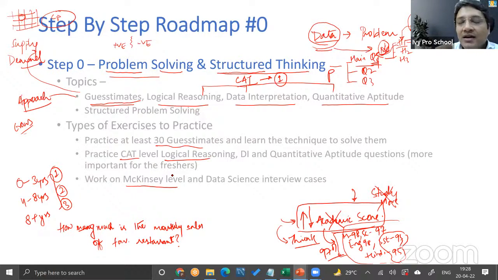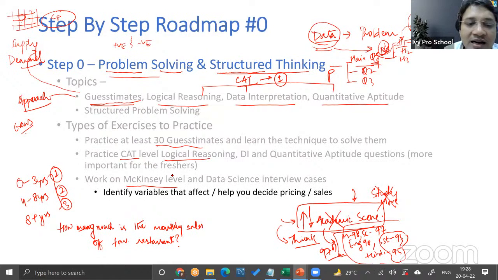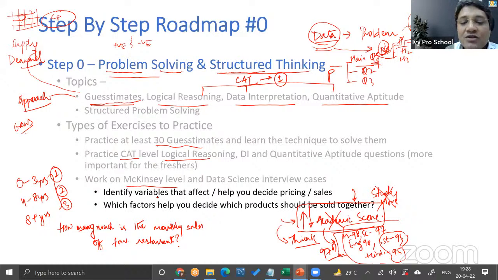So you will find a lot of cases being asked on identifying variables that help you decide pricing, discount, sales, and which factors will help you decide which products should be sold together. How do you do product affinity together? There is a famous case study online. You'll find that a large retailer in India realized that on Wednesday afternoons between 3 p.m. and 5 p.m., a lot of surf and rice were sold together. So they created a combination or combo product out of that. Again, it was based on the data.